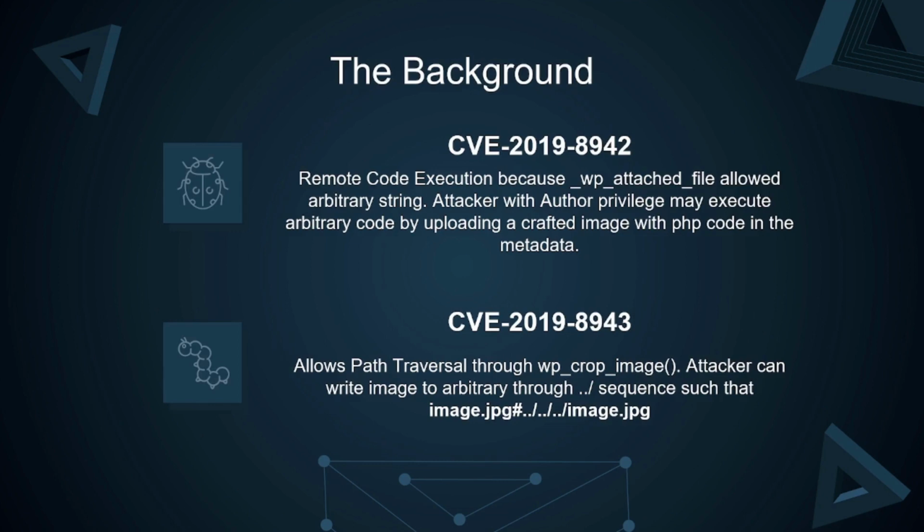The second one is the path traversal. We need this path traversal to work so that we can actually execute this RCE, because path traversal is very important at the last step of the exploit itself. It allows us to use this dot slash sequence to write the file to the destination that we want.